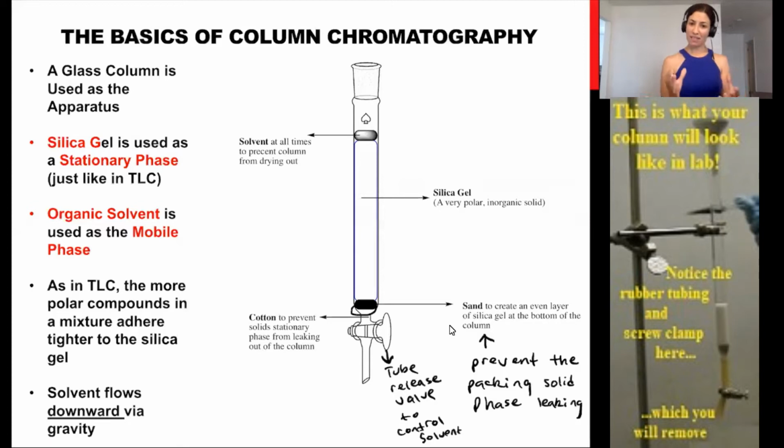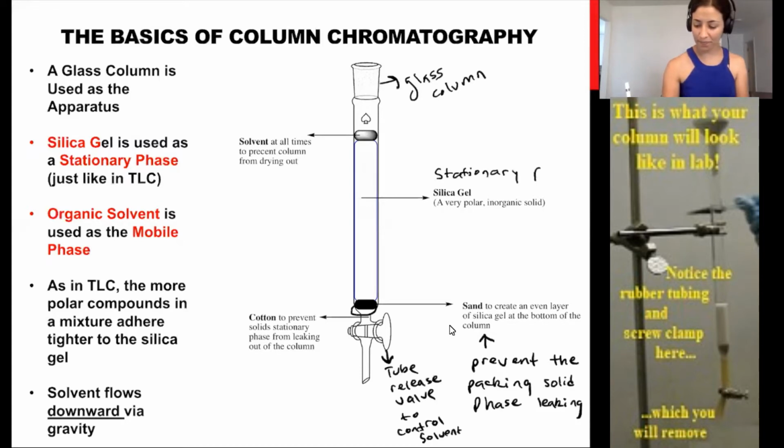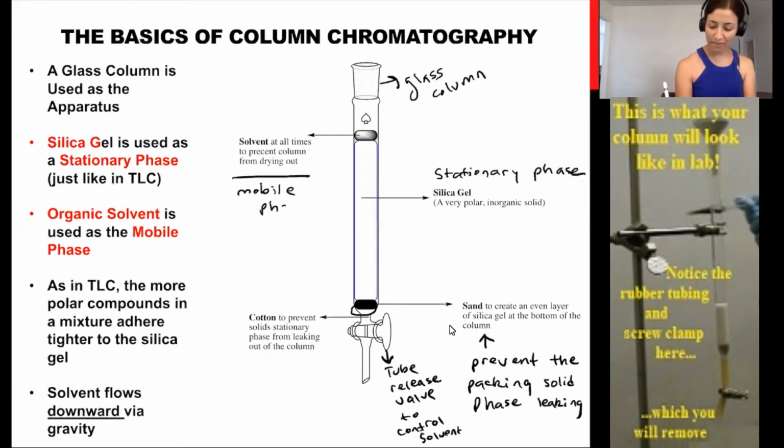So within this glass column, we are going to have our components of chromatography. We're going to have our stationary phase, which will still be silica gel. Instead of having a thin coating of this powder though, now we will have a few grams of the gel packed into the column. And the gel will be wet with an organic solvent that will act as our mobile phase.